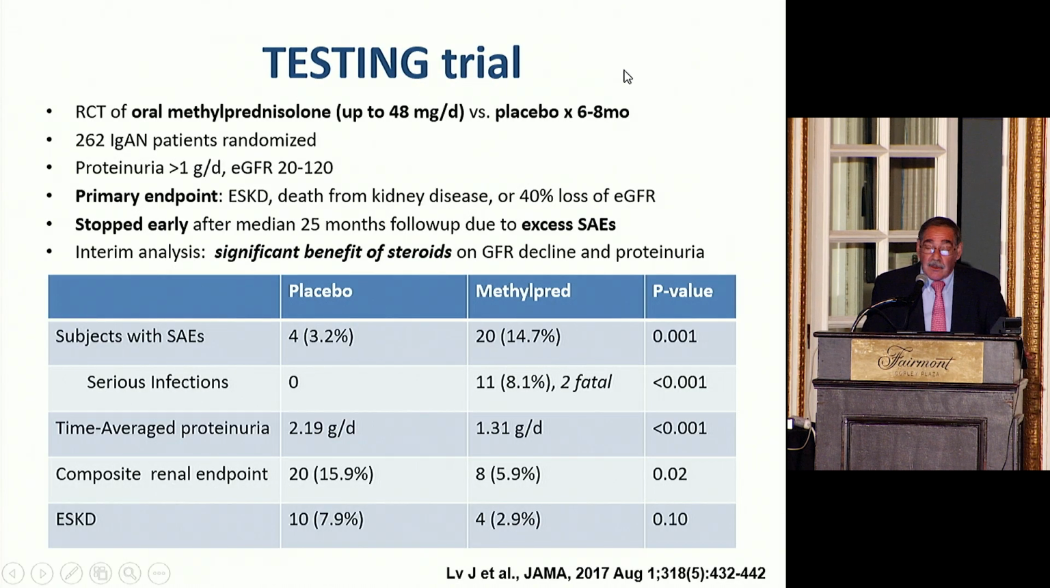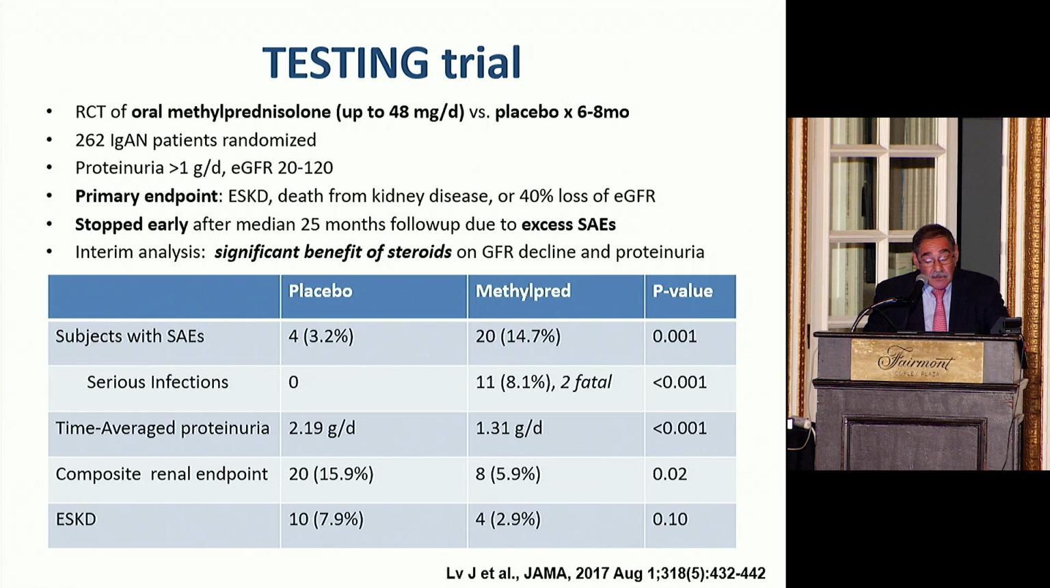Now, the other trial that has given us some controversy is the TESTING trial. The TESTING trial was published in JAMA in 2017. It was a trial of using oral methylprednisolone versus placebo for 6 to 8 months. They used a big dose of oral methylprednisolone. 262 patients here, and the primary endpoint was end-stage kidney disease, death, or 40% loss in GFR. It was stopped early. Too many side effects in the steroid group.